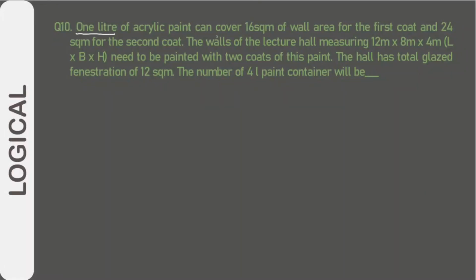Numerical 10. 1 liter of acrylic paint can cover 16 square meter of wall area for first coat and 24 square meter for the second coat. The wall of the lecture hall measuring 12 meter, 8 meter into 4 meter needs to be painted with 2 coats of paint. The hall has total glazed fenestration of 12 meter square. Calculate the total number of containers required of 4 liter paint.